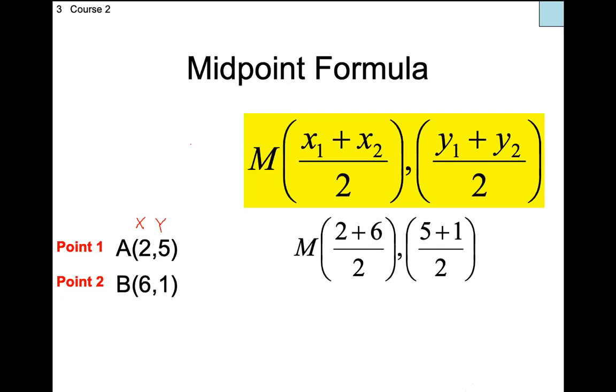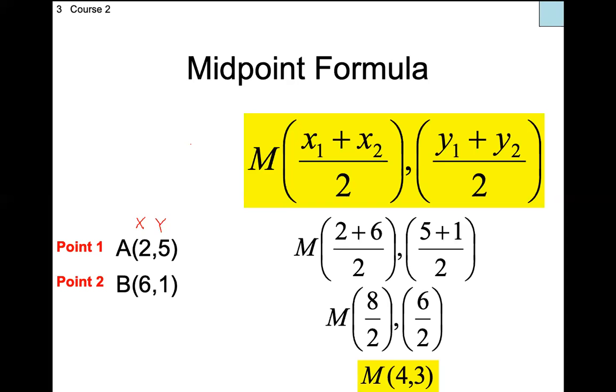Good job, Abby. So let's see. 2 plus 6 would be 8. 5 plus 1 would be 6. 8 divided by 2 is 4, and 6 divided by 2 is 3. So we get the point 4 comma 3. So the answer, remember, for midpoint will be a point, literally, M for midpoint. And the answer for distance is a number, right? How long is the segment? All right, you guys doing that as well as Abby? We okay?